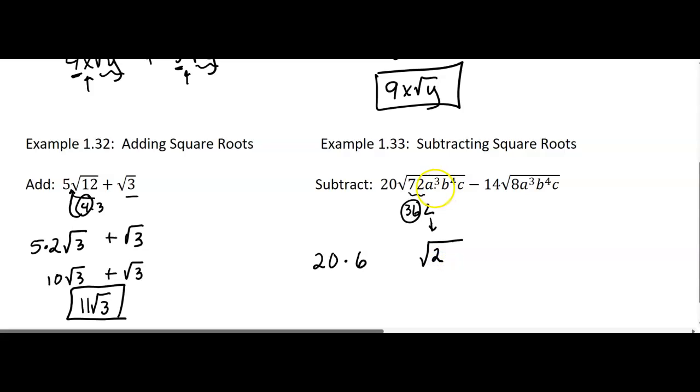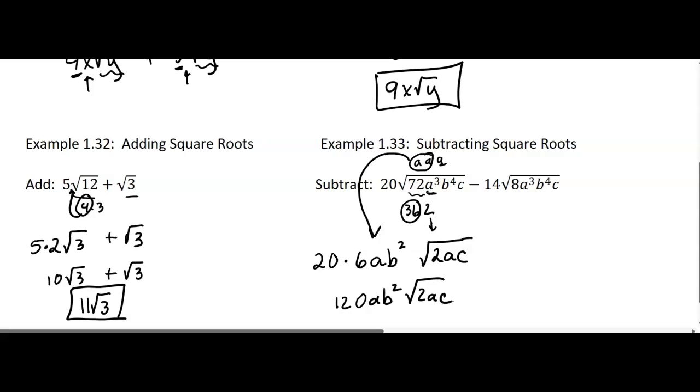Okay, now what about a cubed? That's like AAA, right? So you've got a pair, so 1 on the outside, but 1 left over. And again, you could write AAA, there's the pair, that's the one that came out, and then there's the leftover one. Okay, now, b to the 4th, that's 2 pairs, so b squared. And then the c, that's going to be inside because you don't have 2c, it's just 1c. Okay, so the only thing I can do there is 20 times 6 is what, 120? ab squared, square root 2ac.